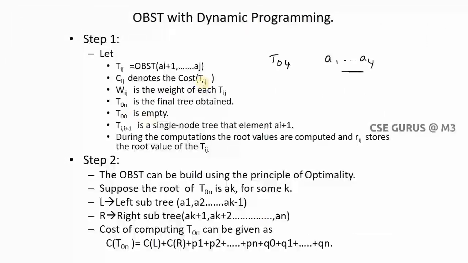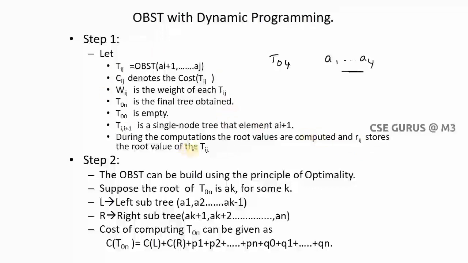Cij denotes the cost of the tree and Wij the weight. Cost will be there and weight will be there. You need to find those things. And T0n, what does T0n mean? The final tree. T00 means empty, so there is no node. Ti, i plus 1 means only a single node, which is the adjacent value. That's why only one element you will have, that is only A i plus 1. So during the computation, the root values Rij will be calculated. Anyway, we'll discuss those things.